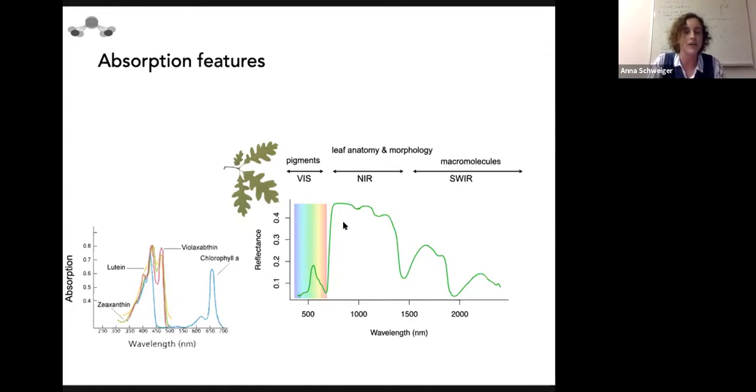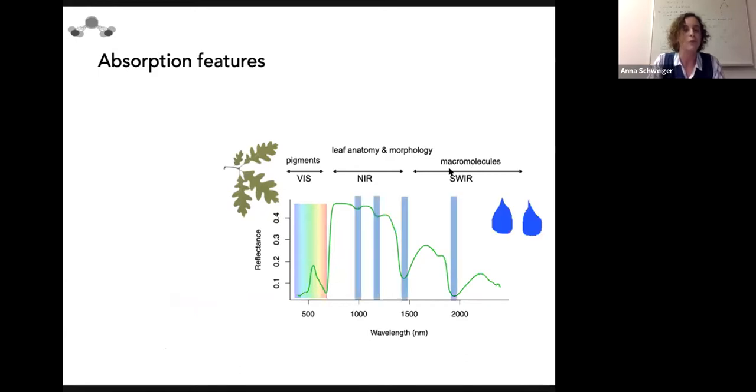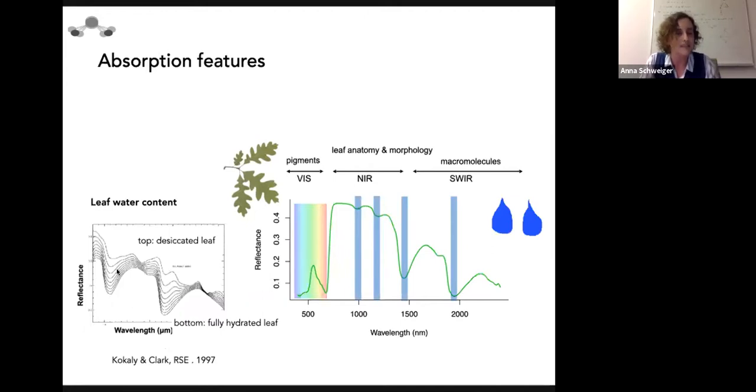Other characteristics are high reflectance in the near infrared, caused by leaf structure mostly, and we also see characteristic absorption bands of water. For instance, here on the left, I'm showing the change of spectral reflectance as a leaf dries out. So on the top is a desiccated leaf, and as leaves dry, these absorption features get more and more shallow. So this allows us, for instance, to detect drought stress from spectral measurements.